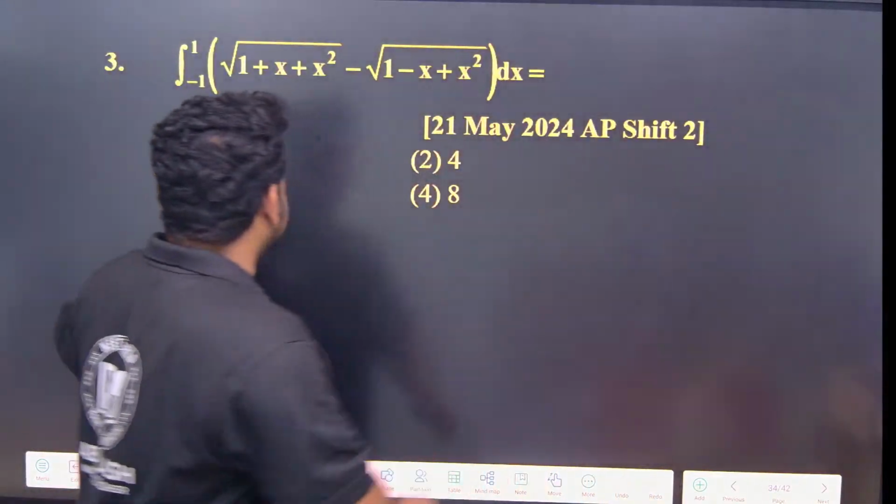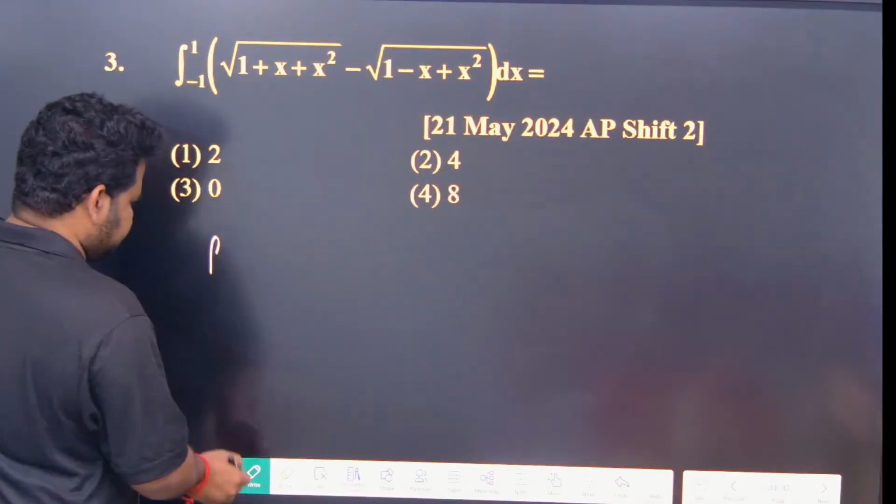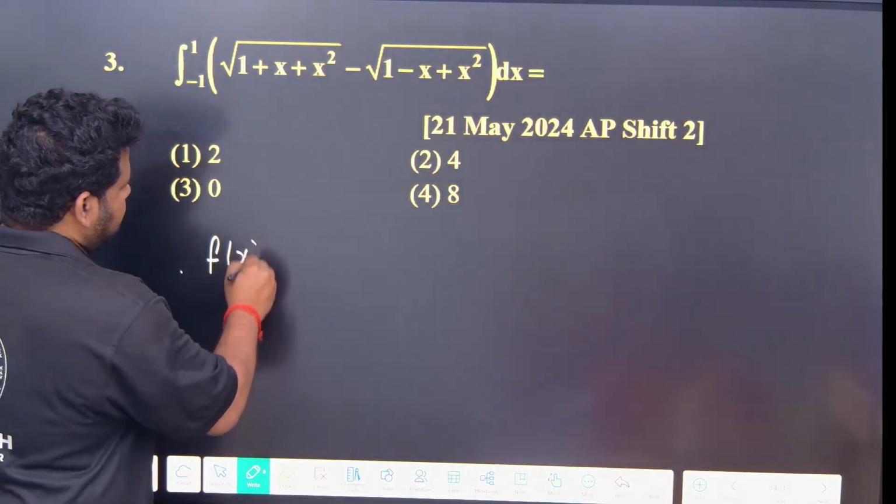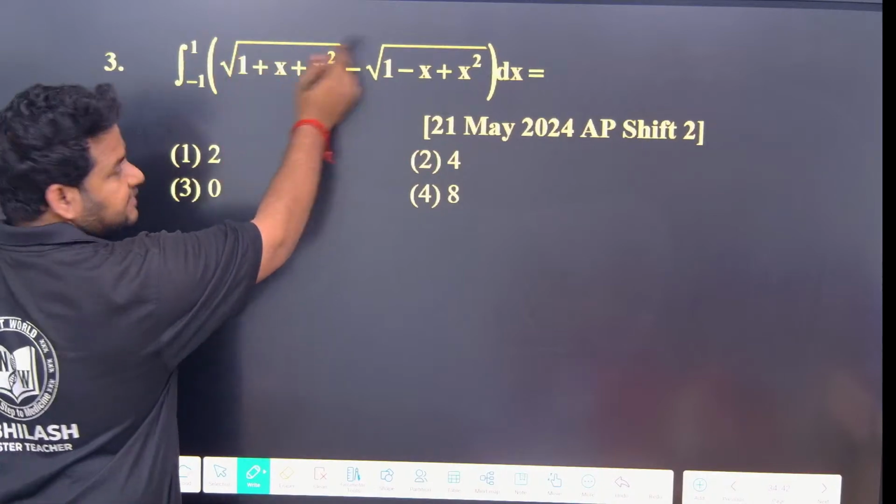Let us take f of x. F of x is what here? Observe carefully. F of x is given as what? This entire thing is f of x.